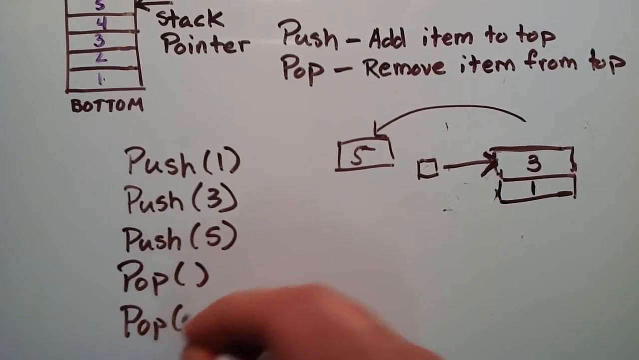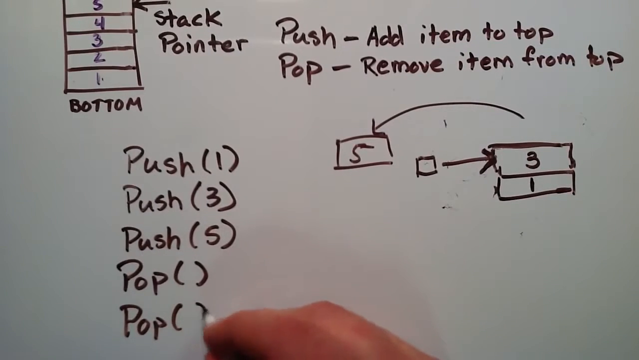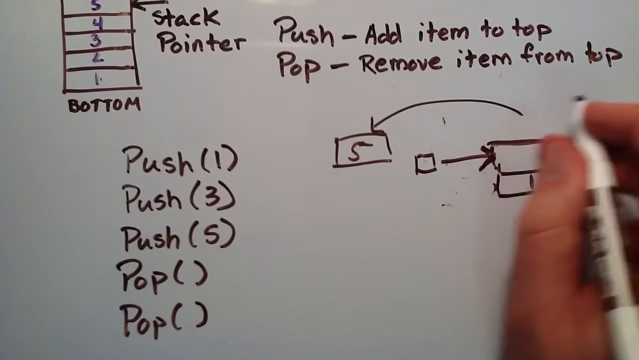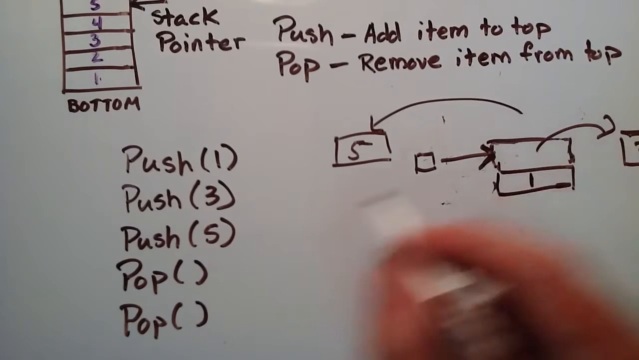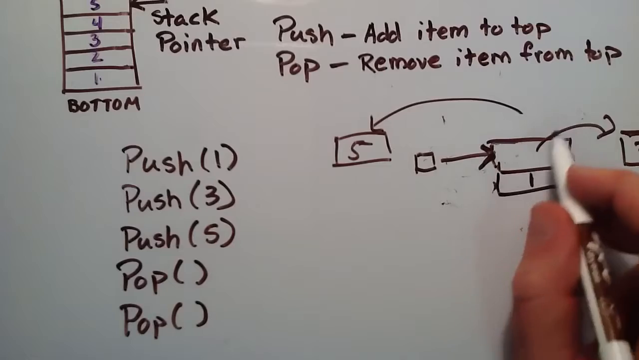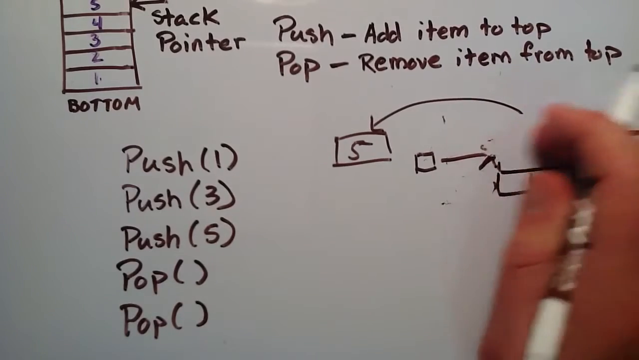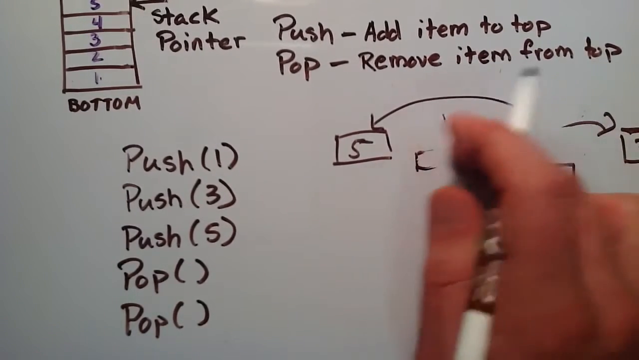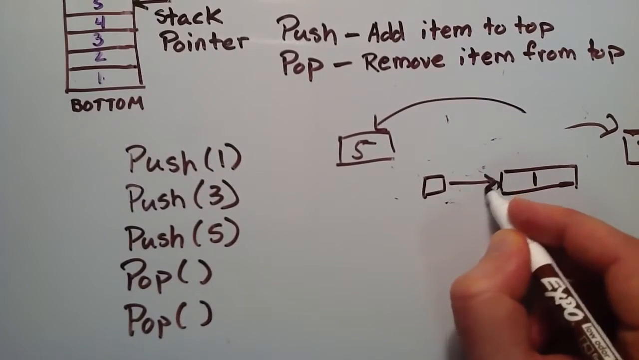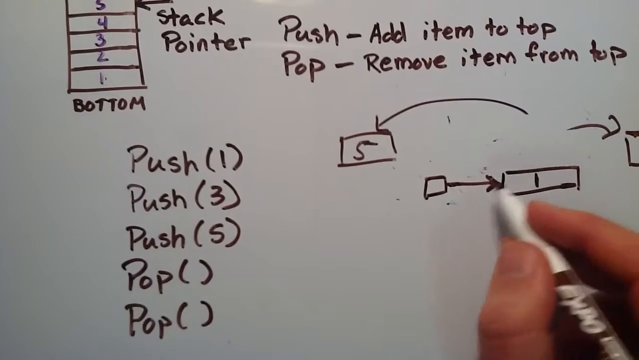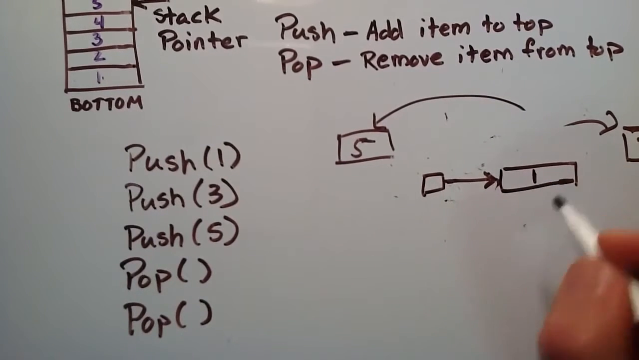One more pop would remove 3, and send it to some part of our program depending on how we wrote our pop function. It would put 3 in a certain location, and then we would move our stack pointer back down to the location below the top, and now this is the new top.